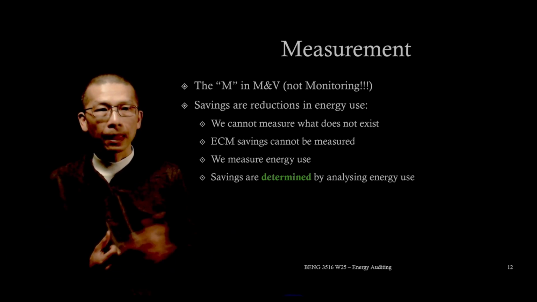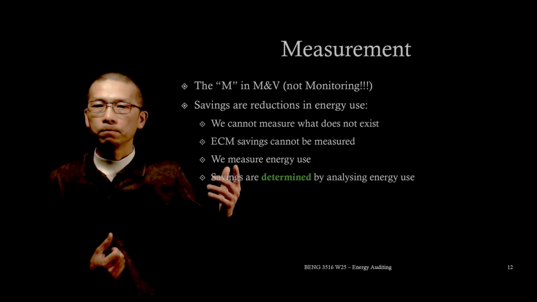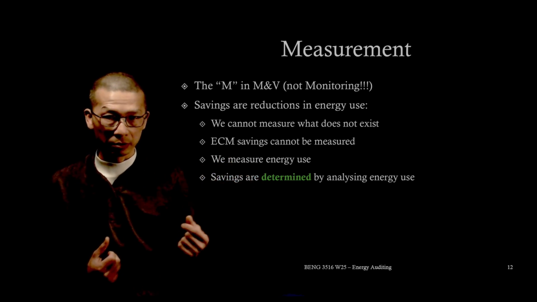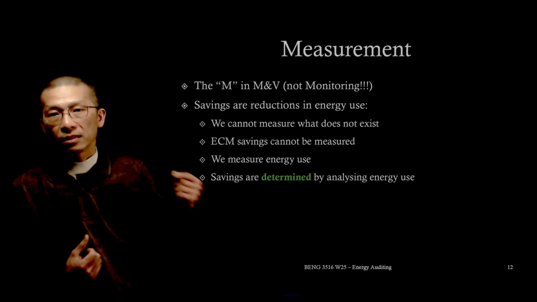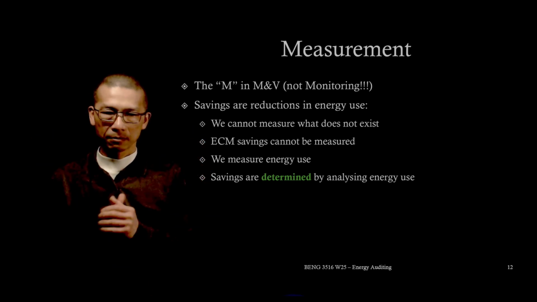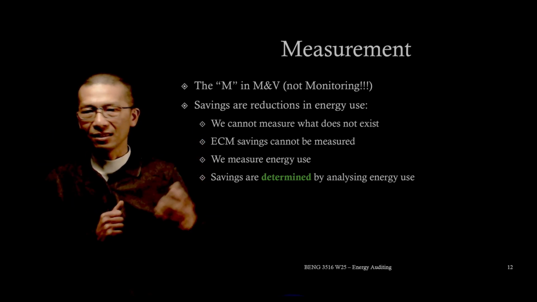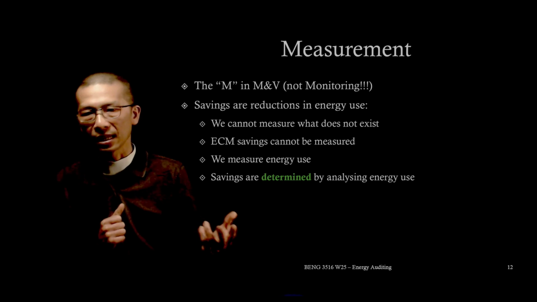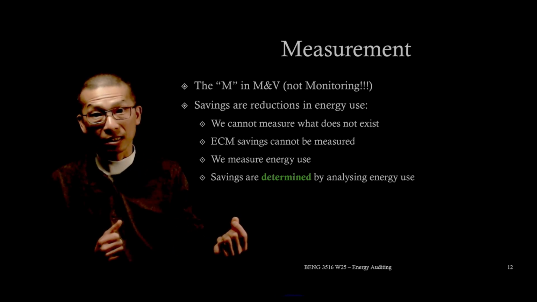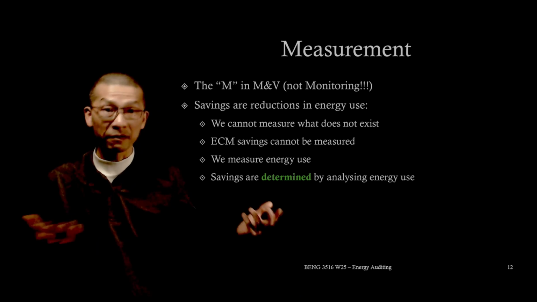Okay. So we measure energy use for different scenarios. Since the second scenario, the avoided energy use, does not physically exist, it cannot be directly measured. So it must be estimated using MMV.